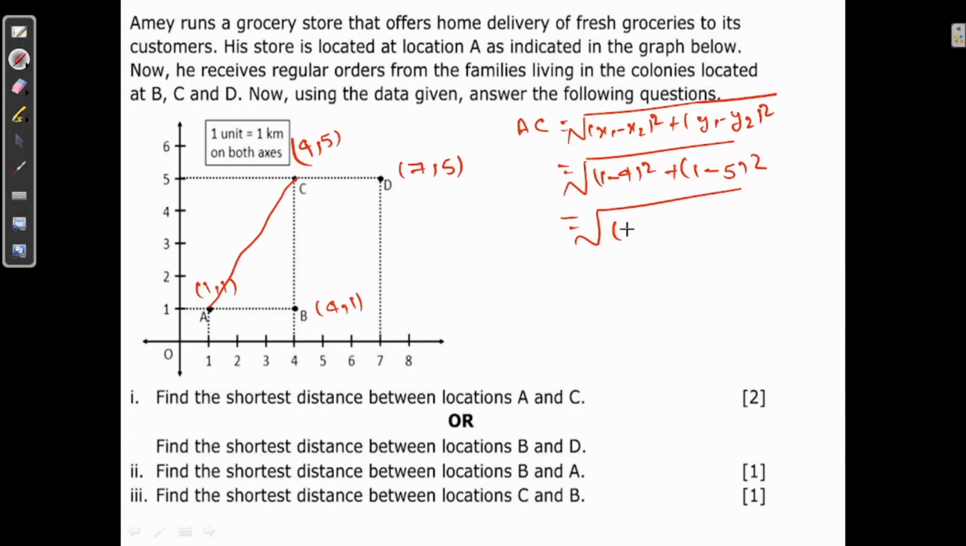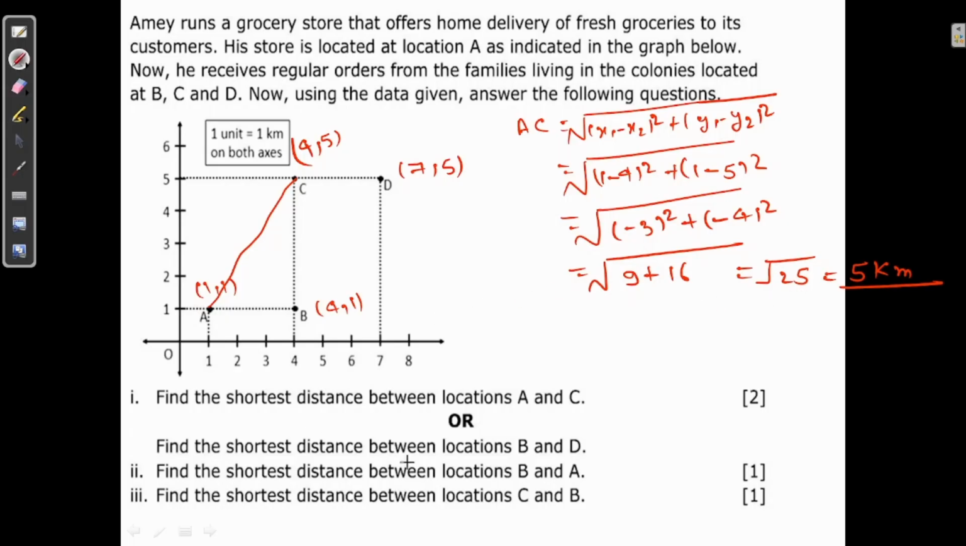So what is 1 minus 4? It is minus 3. What is 1 minus 5? It is minus 4. I do think this is the thing you all can solve now. Minus 3 square is plus 9, minus 4 square is plus 16. It will be root of 25, and square root of 25 is 5. You will answer it in kilometers. So my answer is 5 kilometers.